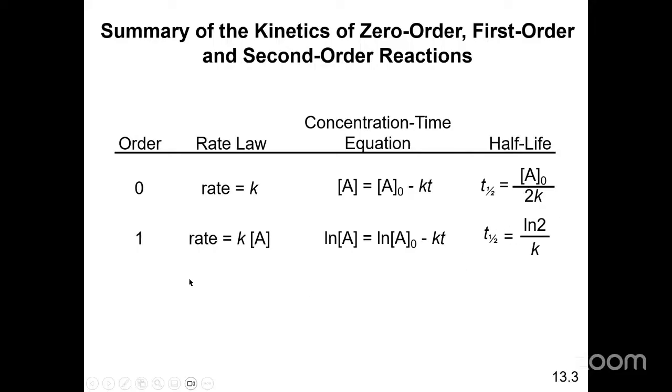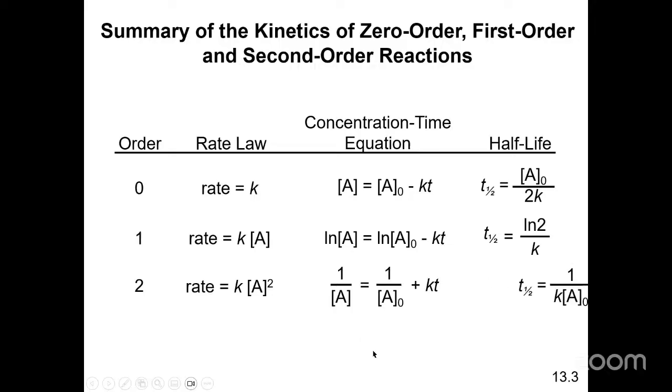and the half-life will be equal to ln 2 over k. Then the order being 2, the rate will be equal to k A squared, and the rate law is 1 over the concentration of A equals 1 over the initial concentration of A plus kt, and the half-life for that is this equation right here: t half is equal to 1 over k times the initial concentration of A. So these are the only orders that you have to be concerned with, 0, 1, and 2, and the related equations and the half-life expressions.